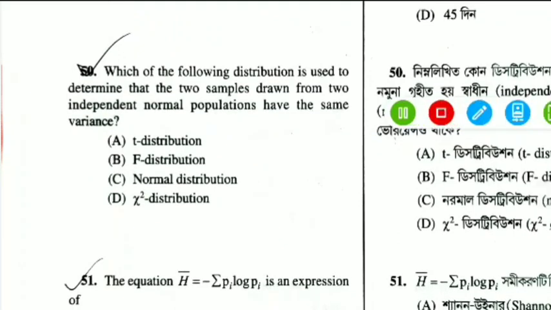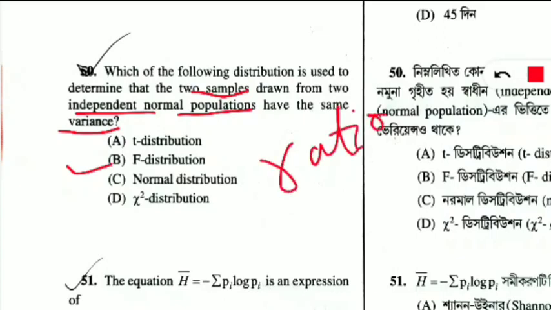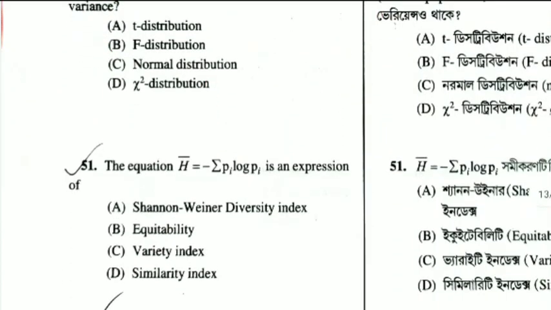Which of the following distribution is used to determine that the 2 samples drawn from 2 independent normal populations have the same variance? So this is from the statistics portion, and here the correct option will be option number B, F distribution or F ratio. We call it F ratio also. So it is used to determine whether the 2 samples drawn from the 2 independent normal populations have the same variance or not. Let's move to the next question, question 51.